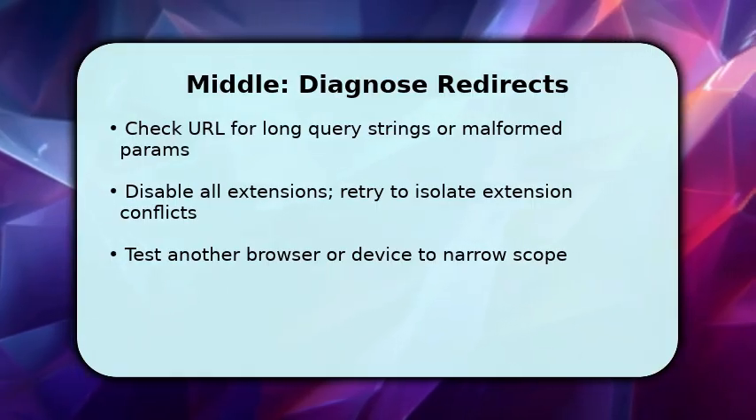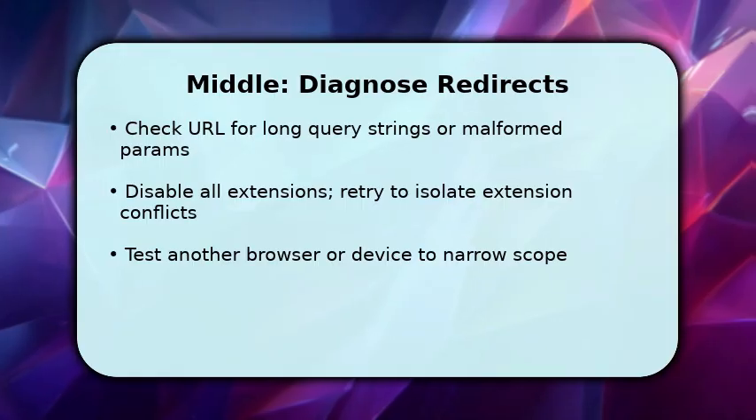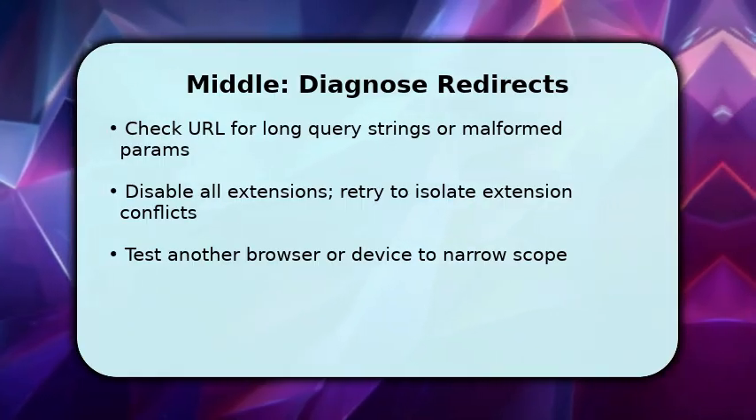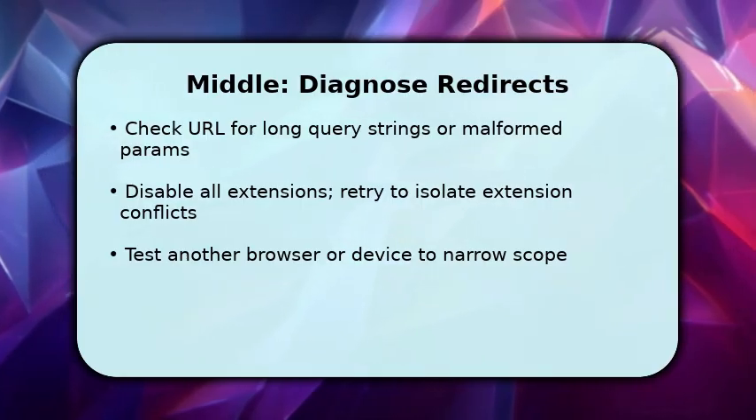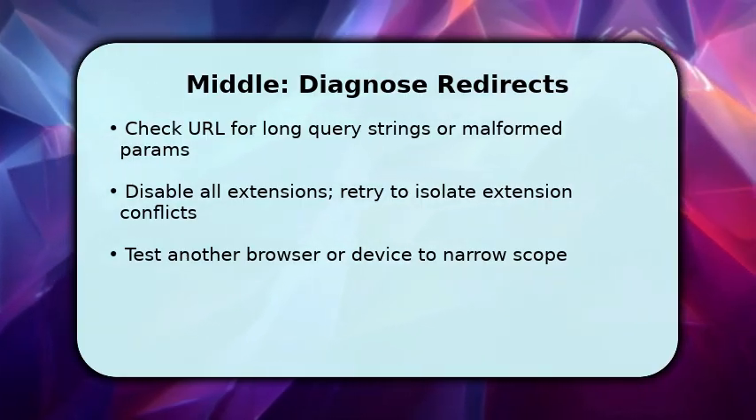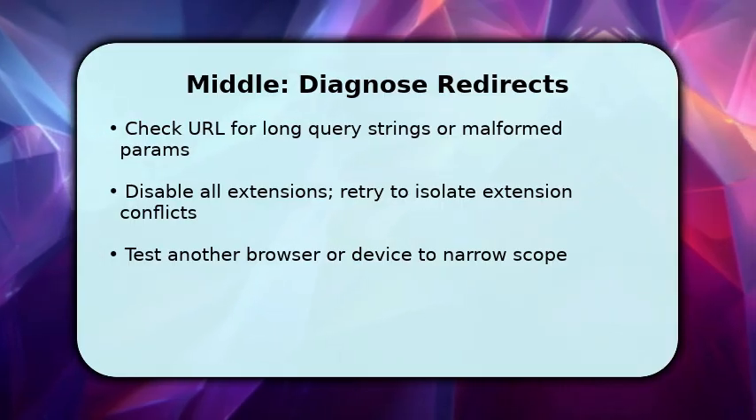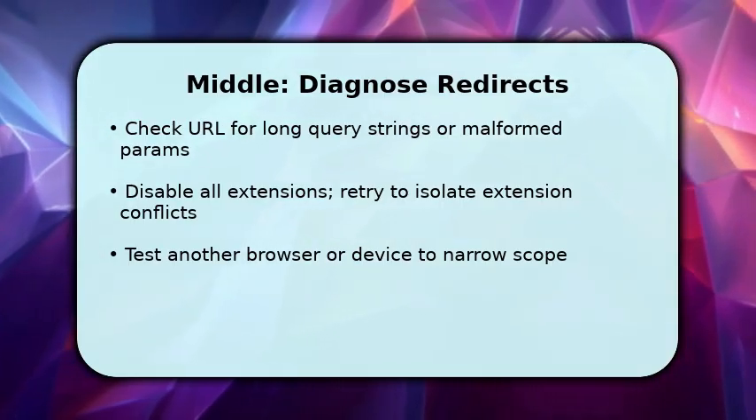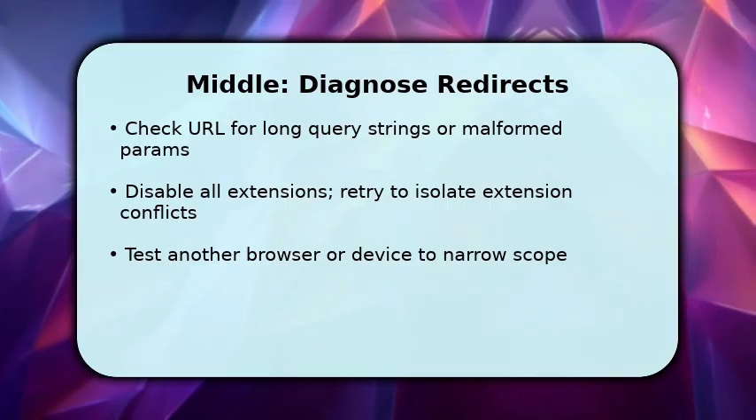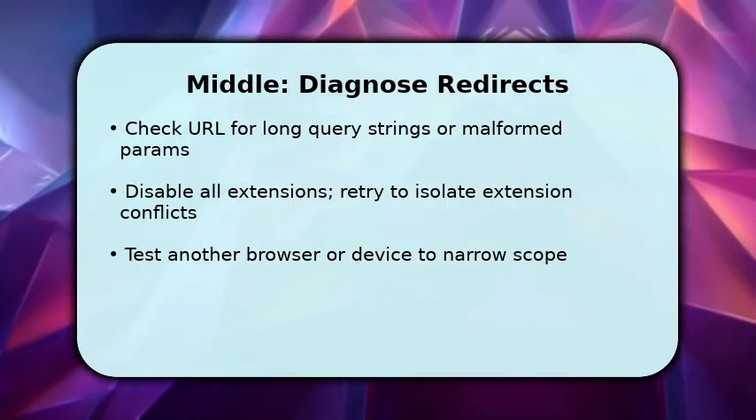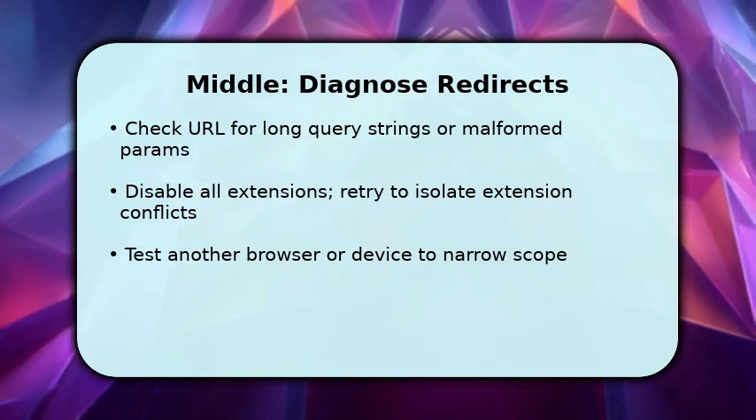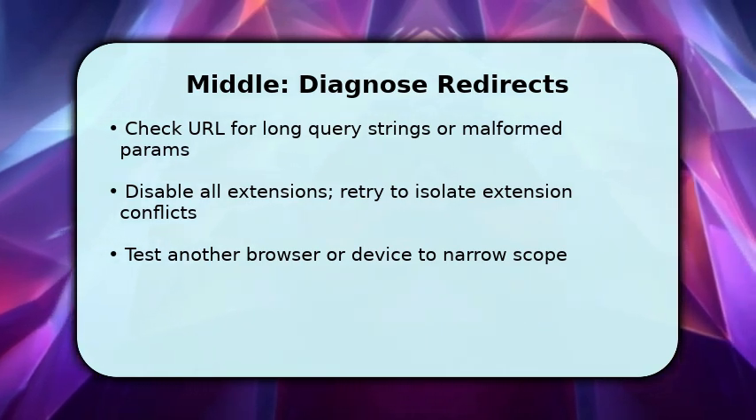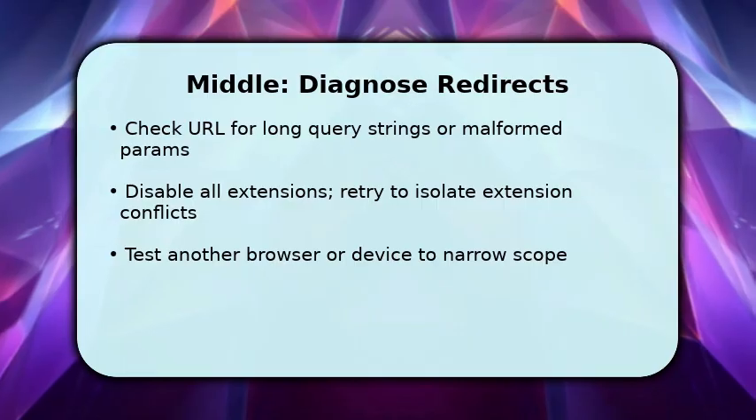Next, you diagnose redirect and extension issues. Inspect the browser address bar for long or malformed query strings. Remove everything after mail.google.com and press enter. If the page loads, a bad redirect was the cause. Disable all browser extensions and reload to identify an add-on conflict. Then test a different browser or device to determine if the problem is local or account-related. If the error disappears elsewhere, you know it's browser-specific and can reset settings or reinstall.